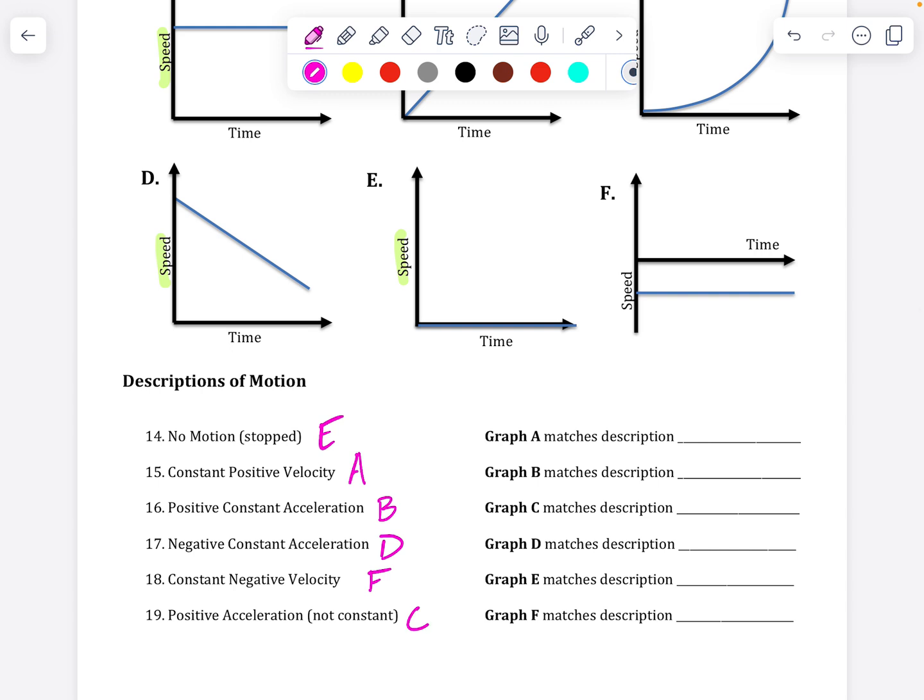So now I'll match them up here. Graph A matches description 15. B matches 16. C matches 19. D matches 17. And then E matches 14. And graph F matches 18. So I'll give you a second to catch up on those.